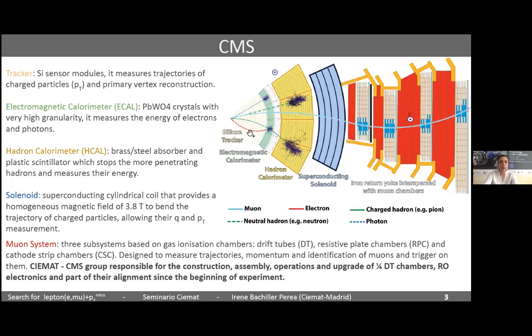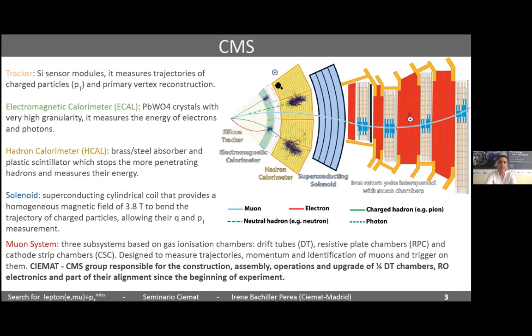First, we have a silicon tracker that is in charge of measuring the trajectories of the charged particles and determining the PT, and also the primary vertex. The second layer here in green is the electromagnetic calorimeter, or ECAL, that has a very high granularity, and it measures the energy of the electrons and the photons in the deposits.